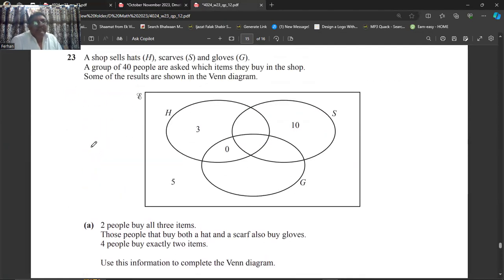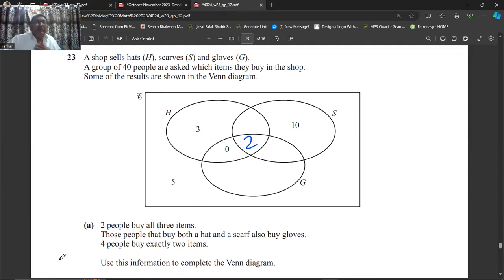A shop sells hats, scarves, and gloves. A group of 40 people are asked which item they buy in the shop. Some of the results are shown in the Venn diagram. Two people buy all three items. So that 2 number will come here.